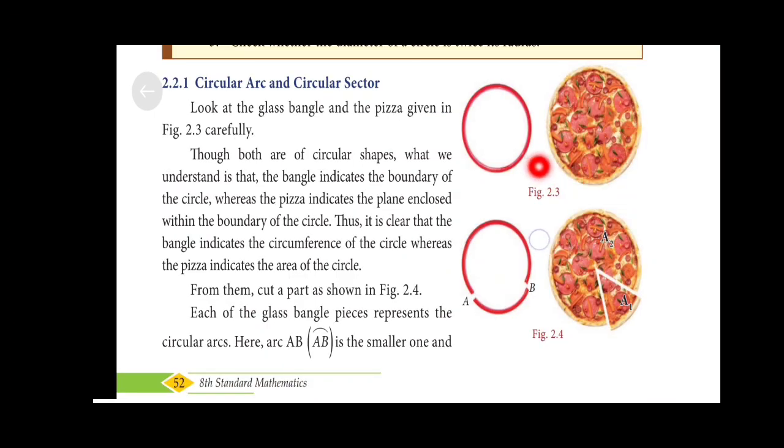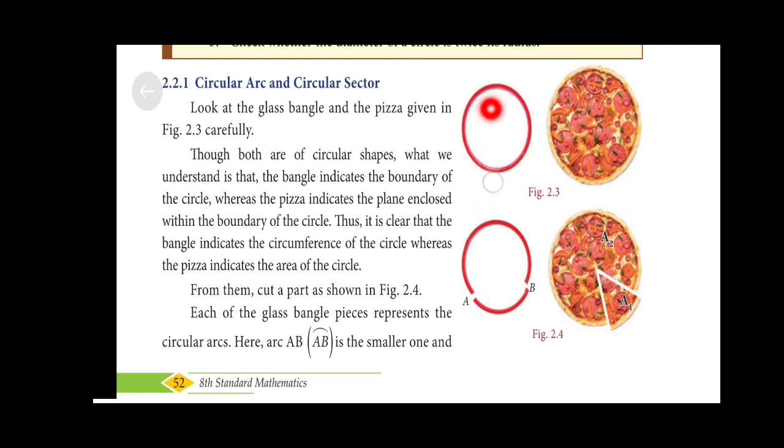You can see this pizza. So I will read, listen carefully. Though both are of circular shapes, what we understand is that the bangle indicates the boundary of the circle, whereas the pizza indicates the plane enclosed within the boundary of the circle. Thus it is clear that the bangle indicates the circumference of the circle, whereas the pizza indicates the area of the circle. Understand?